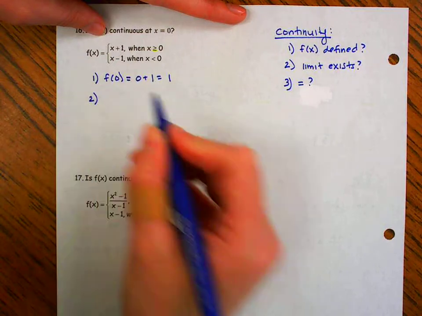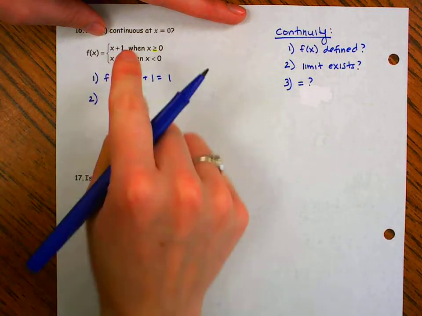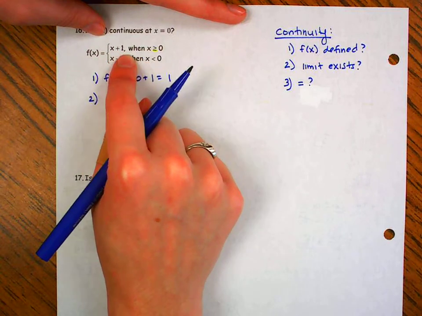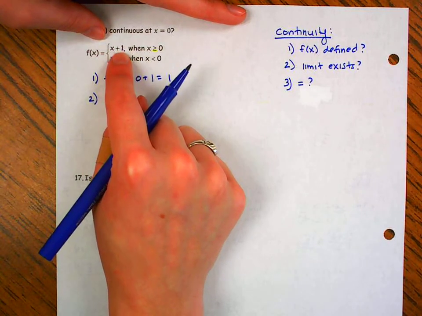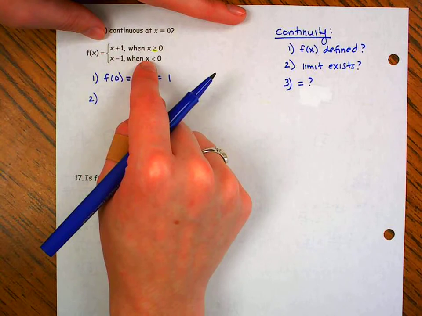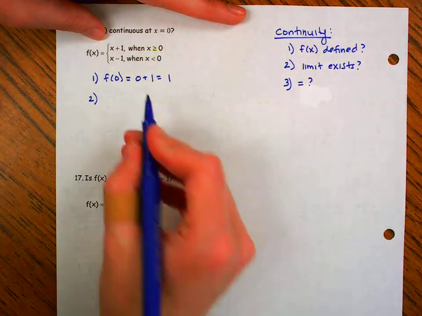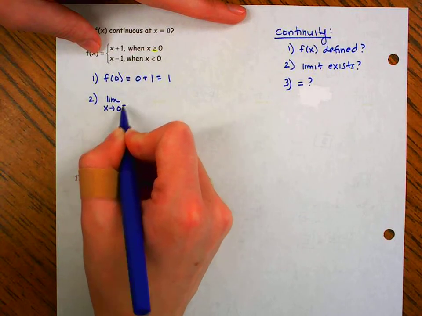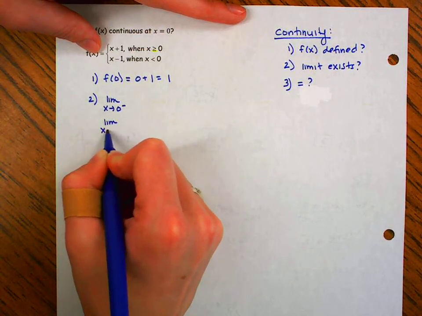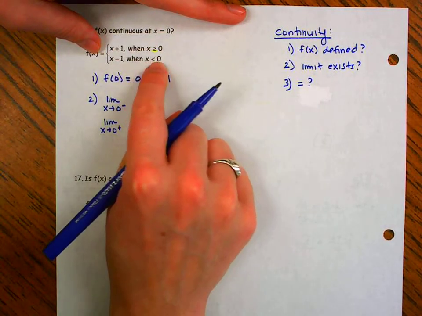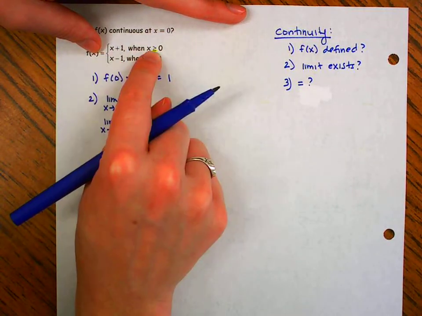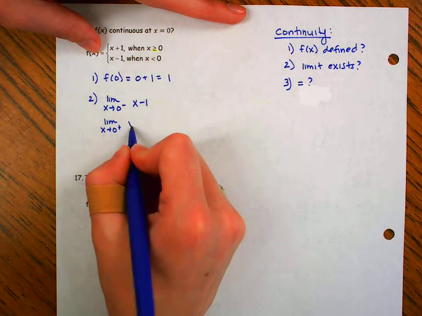Now I need to do my limit. Well, here's where it gets a little tricky. When x is greater than 0, I use this. When x is less than 0, I use this. That means we're switching between these at 0, which is the value we care about. So the before and the after are different. If the before and after are different, I have to use a limit from the left, and I have to do a limit from the right. Well, this is when x is smaller than 0, so this is the before. This is when x is larger than or equal to 0, so this is the after.